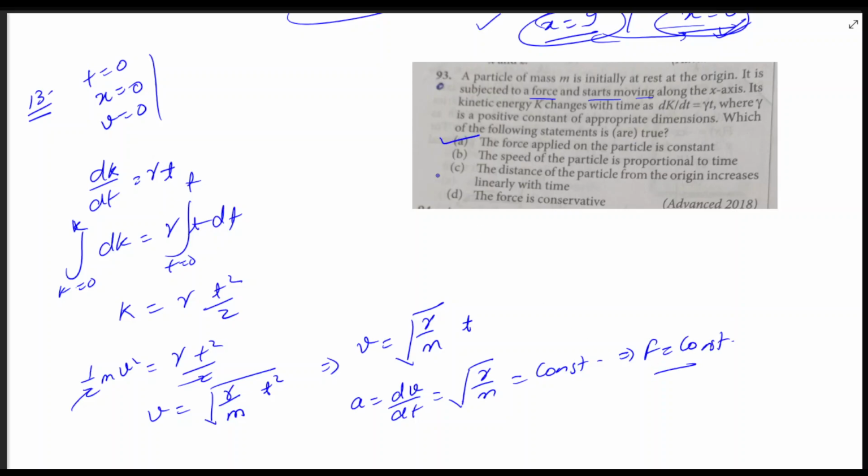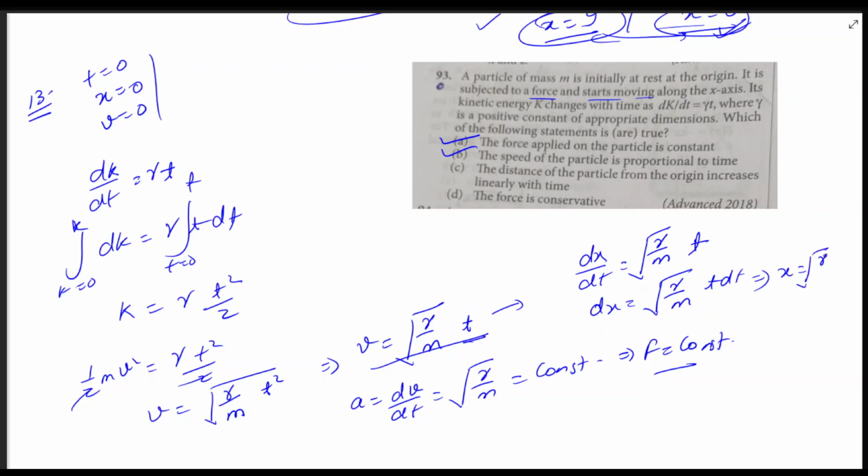So force applied on the particle is constant, right? Speed of the particle is proportional to t. Yes, it is proportional to t. The distance of the particle from the origin increases linearly with time. So let's see. If I write dx by dt as root gamma by m into t, we will have dx equal to root gamma by m t dt. So it will not be linear, it will be parabolic, right? So we'll have x equals root gamma by m t square by 2. So it will not be linear, so this is wrong. The force is conservative. Now if F is constant, then it is conservative, right? So this is also correct. So it's an easy question.